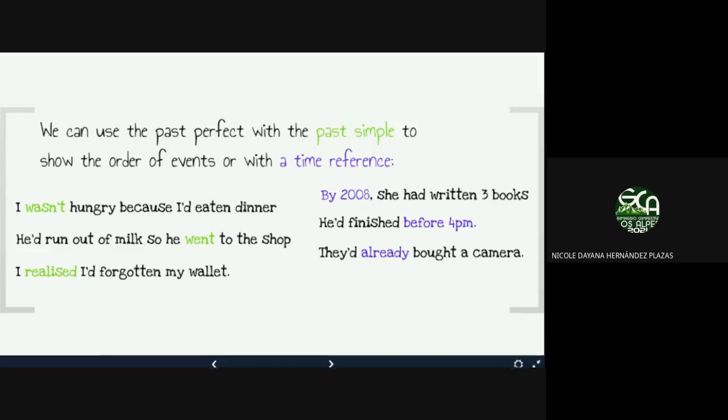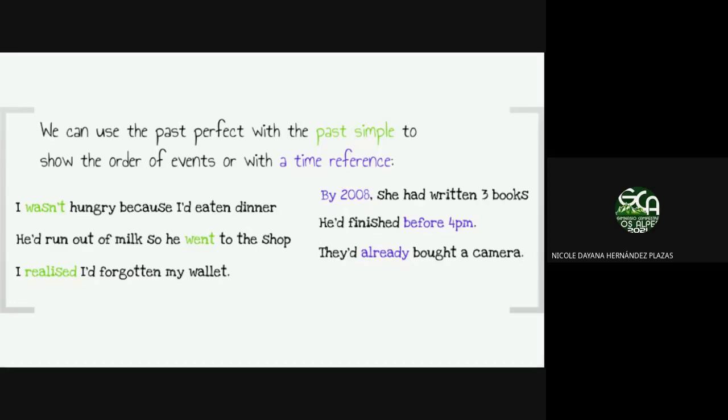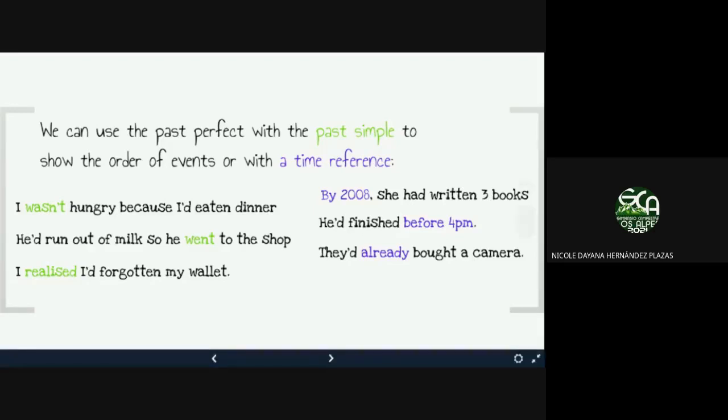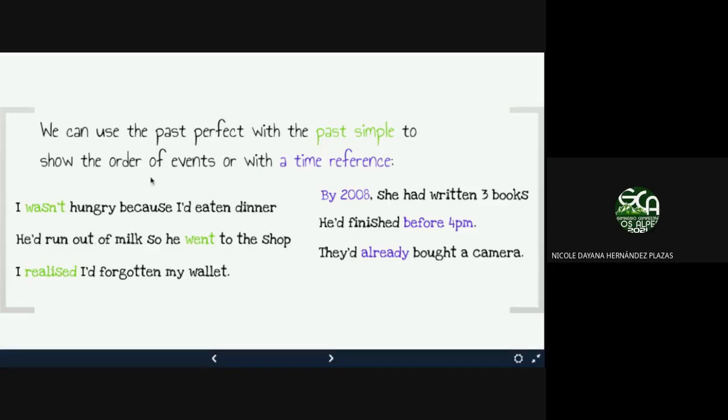Okay? This is the contracted form, but it doesn't matter if you say because I had eaten dinner. It's okay. So look at this sentence. What happened first, guys? That this person wasn't hungry or that this person had eaten dinner? Maybe Juan Sebastian. Juan Sebastian, what happened first?